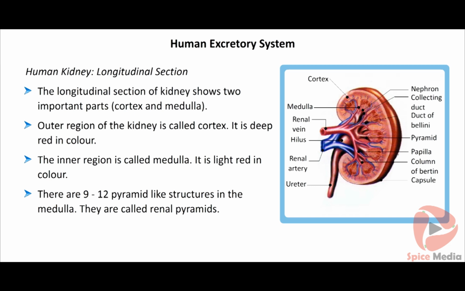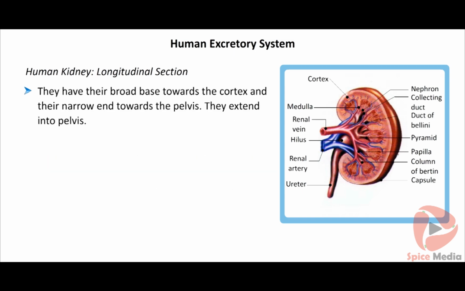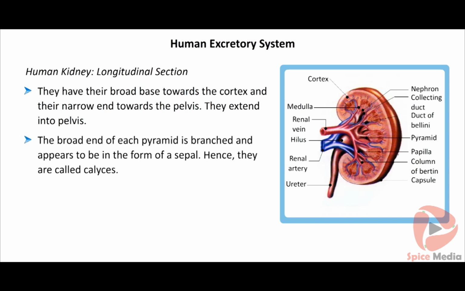There are 9 to 12 pyramid-like structures in the medulla. They are called renal pyramids. They have their broad base towards the cortex and their narrow end towards the pelvis. They extend into the pelvis. The broad end of each pyramid is branched and appears to be in the form of a sepal. Hence, they are called calyces.